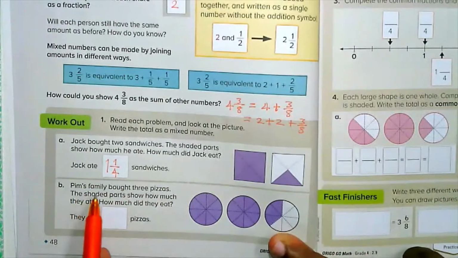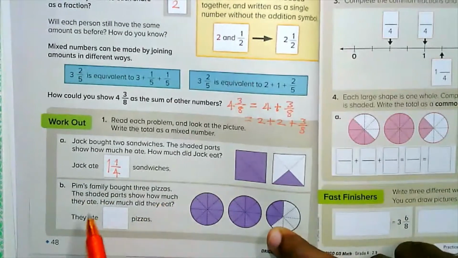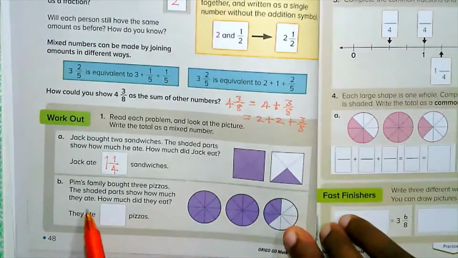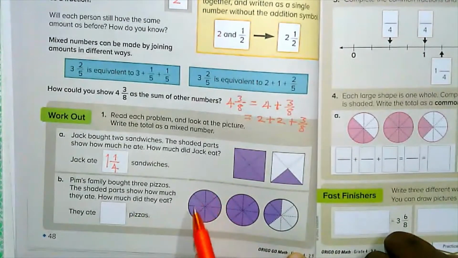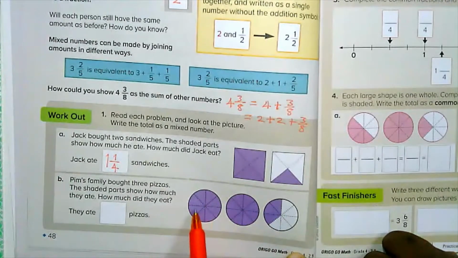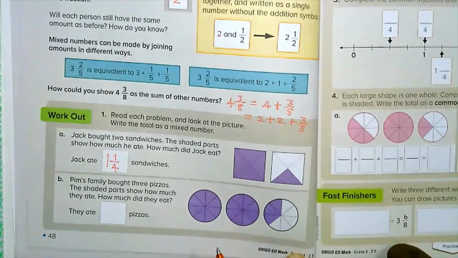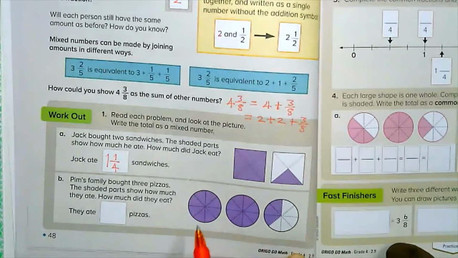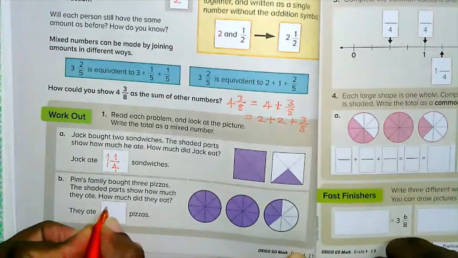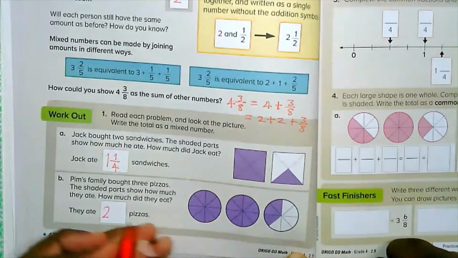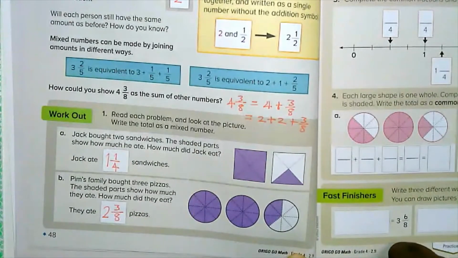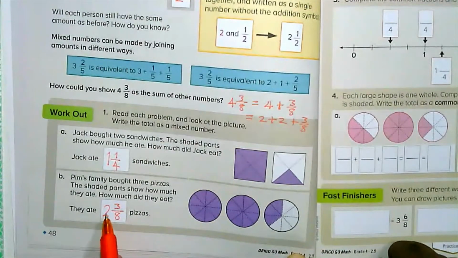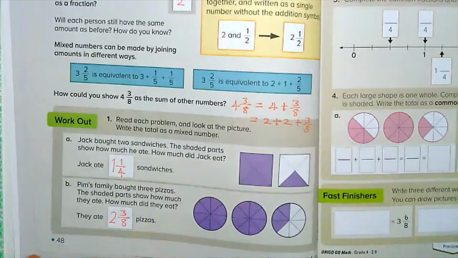Part B, Pim's family bought 3 pizzas. The shaded parts show how much they ate. How much did they eat? So we have pizza cut into 1, 2, 3, 4, 5, 6, 7, 8 equal parts. So they have 2 whole. We write 2 whole, then 3 eighths. So, 2 whole number, 3 eighths of the pizza.